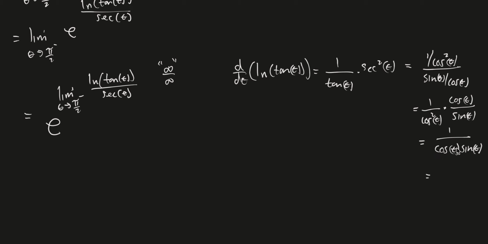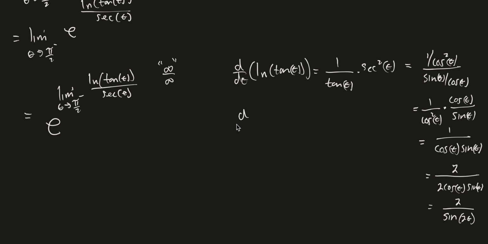Now, there's a nice way to handle this, again using a double angle identity. If I had a 2 here, so if I multiply the top and the bottom by 2, I could have 2 over 2 cosine theta sine theta. That will give us 2 over sine of 2 theta. So I could use a double angle identity here. Depending on how the bottom works out, we'll see which of these forms is most convenient. But that's the derivative of the top.